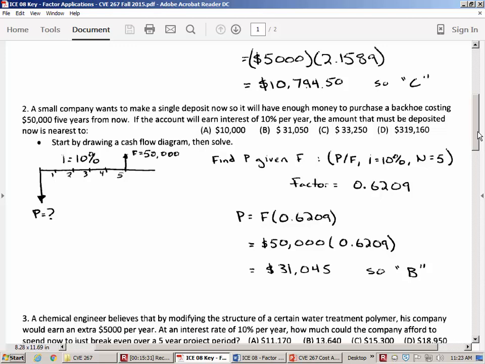So if we summarize it, I hope you'll get in the habit of summarizing the problems like it's shown in the brackets here. This is a very useful convention. So P/F means find the present value given a known future amount at I equals 10% interest per period and N equals 5 periods. Question in the back?